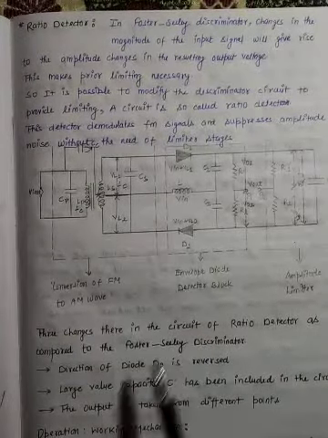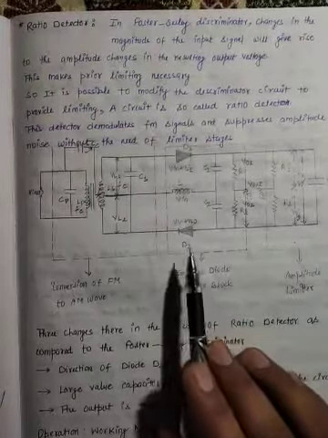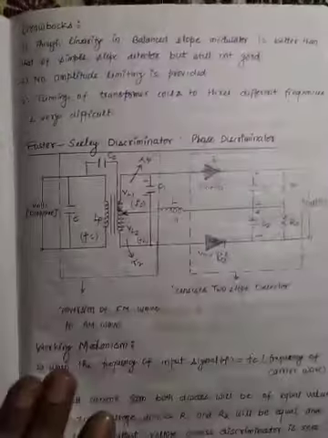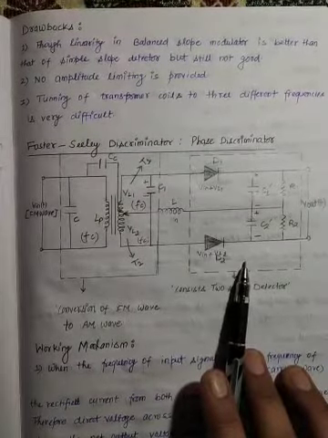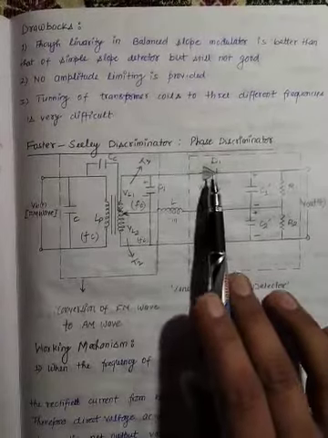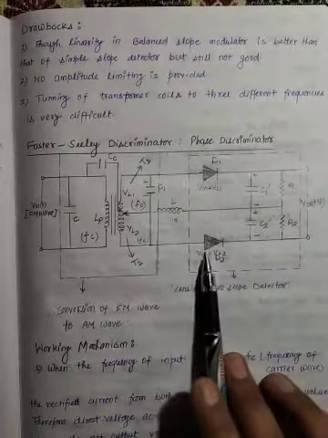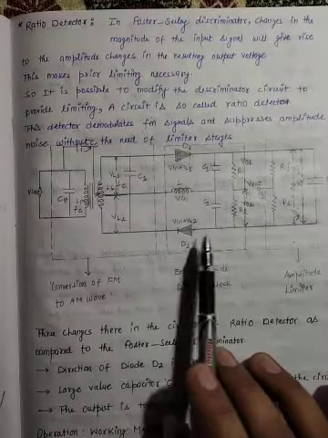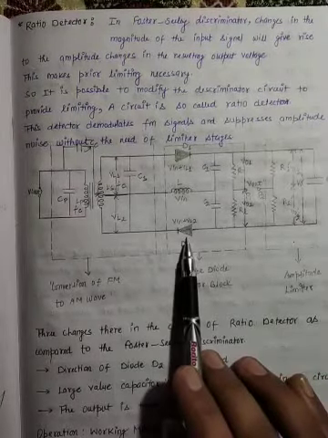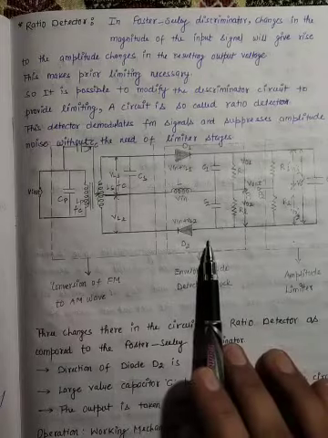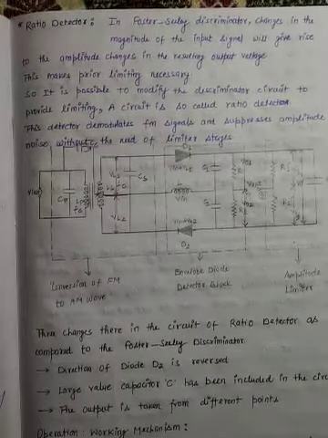First difference is this: the direction of diode D2 is reversed. That means, look here, this is the circuit diagram of the Foster-Seeley discriminator or phase discriminator. In this discriminator, this is the diode D1, this is the diode D2, and the direction of these two diodes is in the forward direction. Okay, but look here. In the case of the ratio detector, the biasing of the diode D2 is reversed. Okay, this is the first difference between the ratio detector circuit and the Foster-Seeley discriminator circuit.